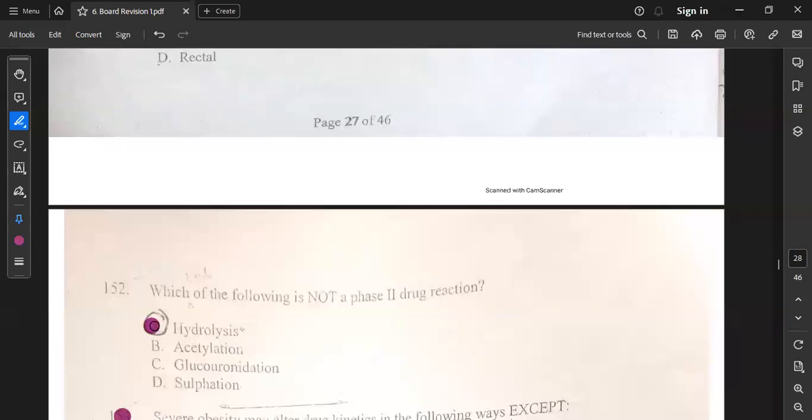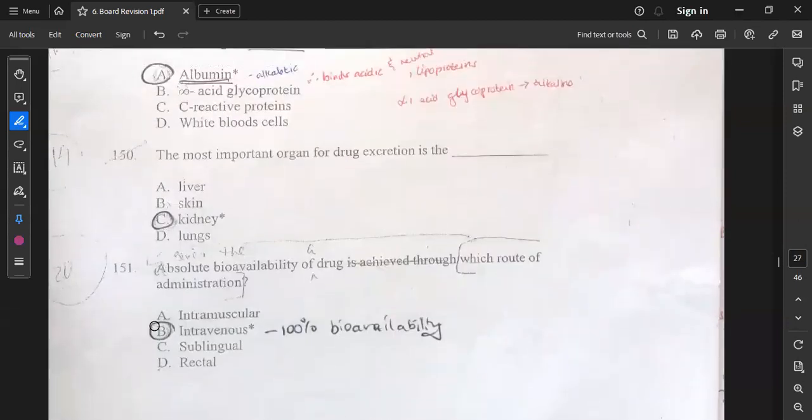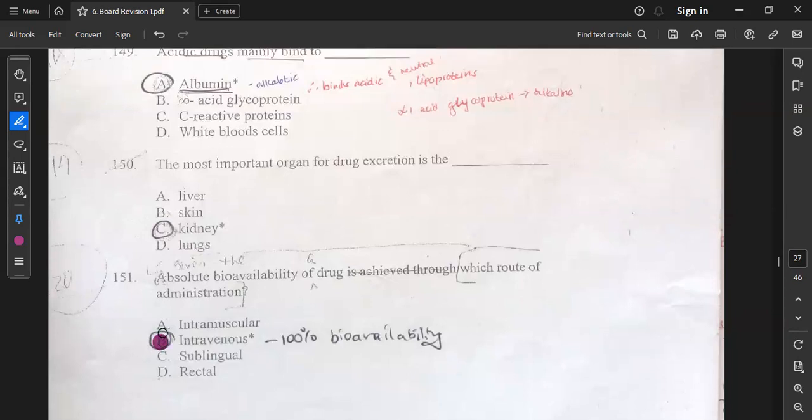That's pretty straightforward. Absolute bioavailability of a drug is achieved through which route of administration? That is also pretty straightforward, no? You're avoiding first pass generally. So yeah, IV. Anyone has anything? I think we should move to the next. That is straightforward, no?